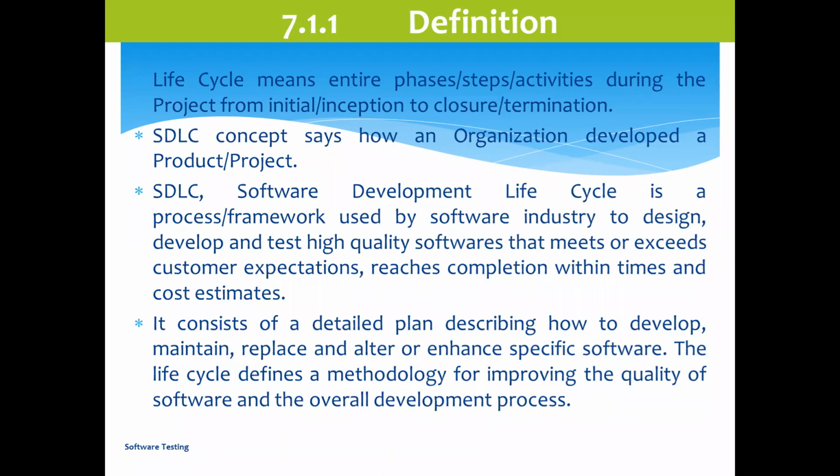It consists of a detailed plan describing how to develop, then maintain, replace, alter, and enhance specific software, which is already developed. If any alteration or modification is required, suddenly coming from the client side, it can also be done in the middle. The life cycle defines a methodology for improving the quality of software. So this is one methodology. If we use this approach, then the quality of software will increase. If you check randomly, and we complete development, testing, all those and deliver, then it will not go out as a quality product or quality project.